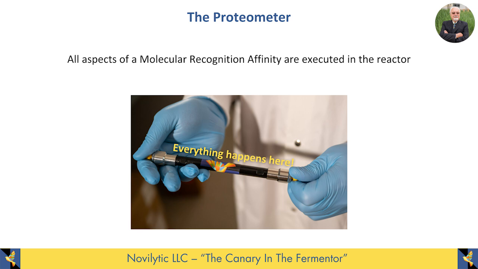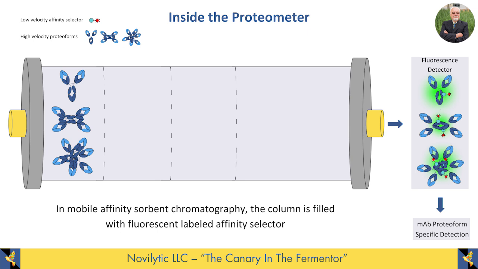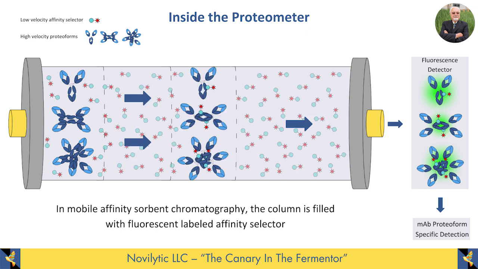What I'll do with the rest of the talk is tell you how we can do all of that in that one little tube. And that little column does the following. We start by taking a sample out of a fermenter, and this is that sample, and we put it in a tube, and it's going to move through this tube at a certain velocity.